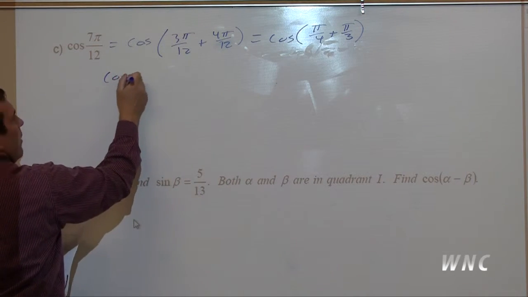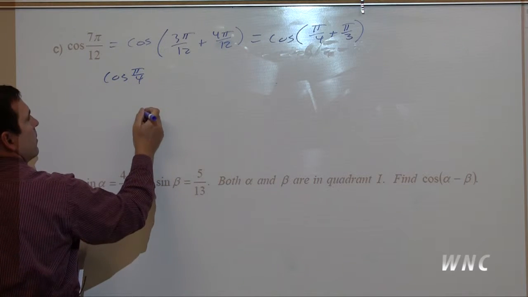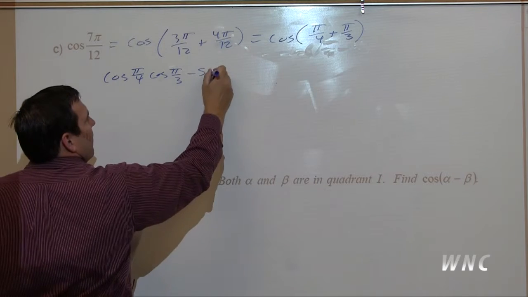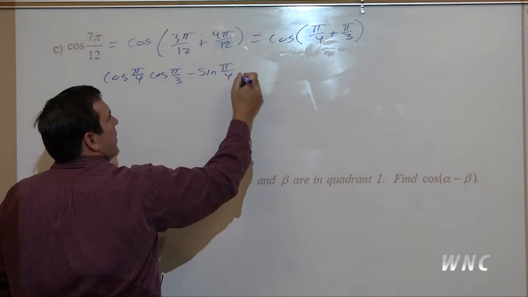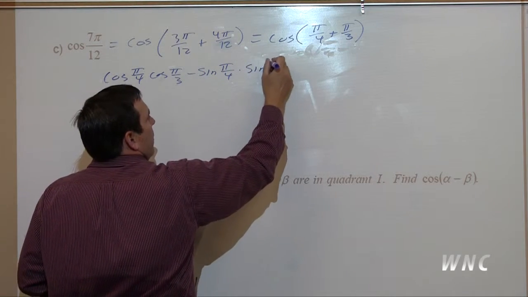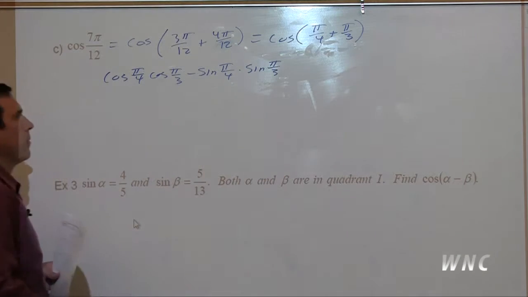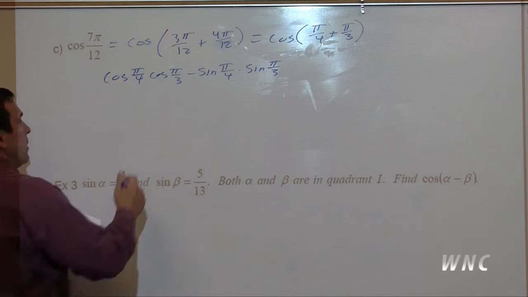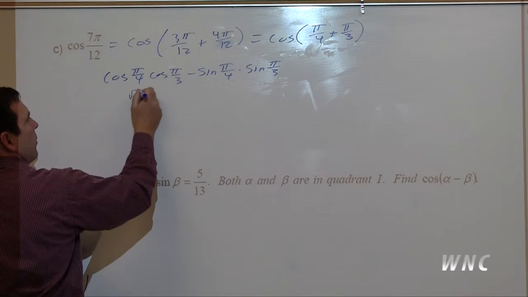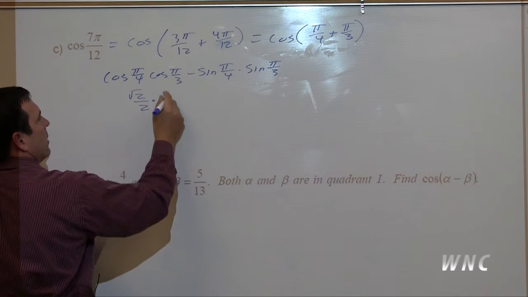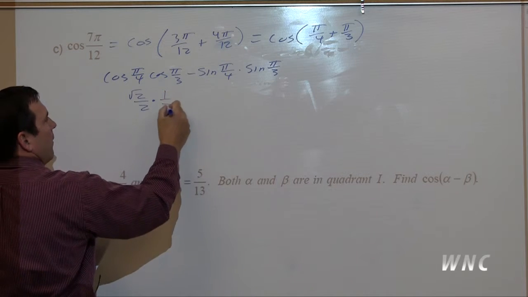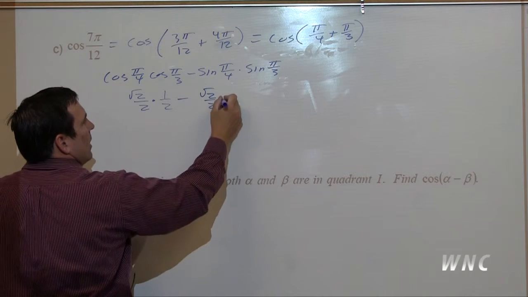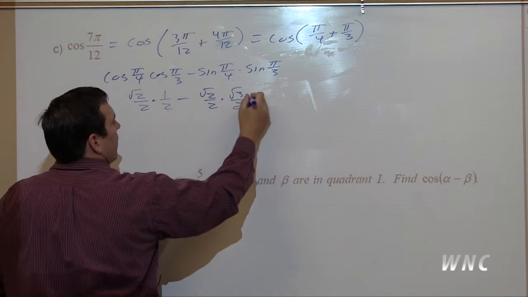So it's cosine of pi over 4 cosine of pi over 3, minus sine of pi over 4 times sine of pi over 3. So cosine of pi over 4 is square root of 2 over 2, times cosine of pi over 3 is 1/2. Sine of pi over 4 is square root of 2 over 2. Sine of pi over 3 is square root of 3 over 2.